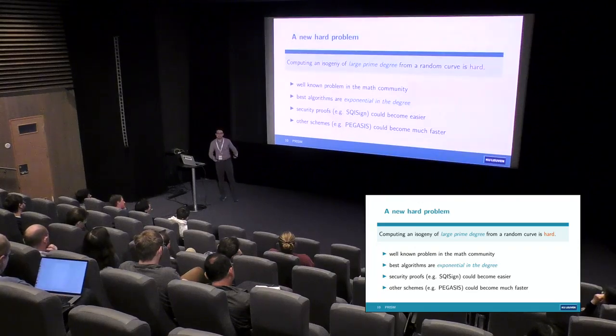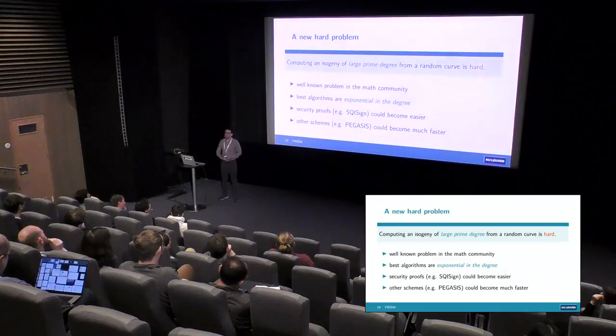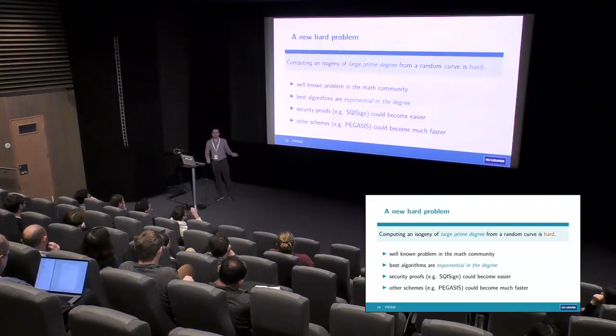Other schemes like PKC are limited by this problem. So if we could solve this problem more efficiently, the cryptographic field of isogeny would really grow and benefit from that. So people really looked into this. Now everybody believes that this is the best we can do.